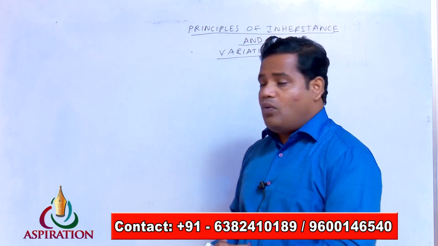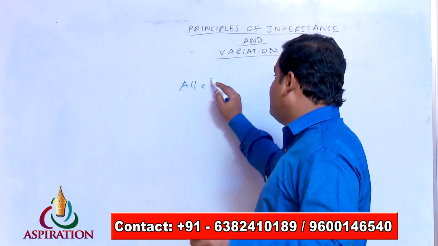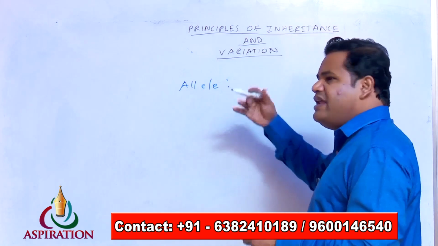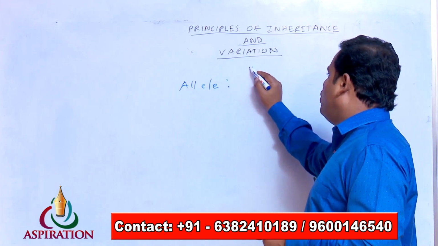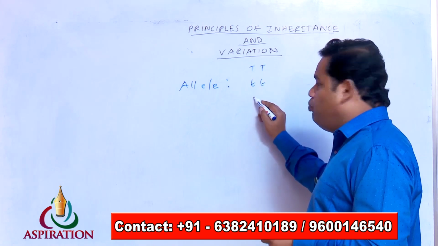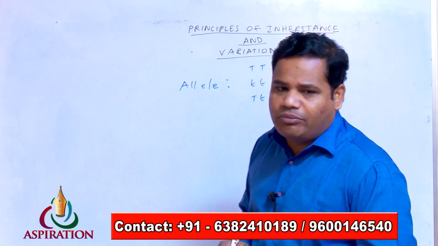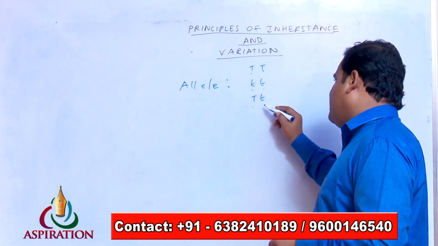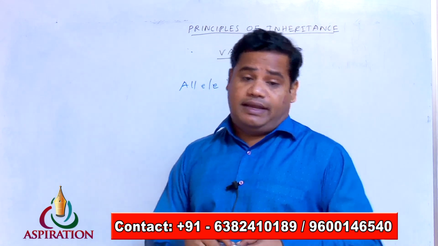Once again, I just repeat this information. Alleles are very simple information, where we can say that in 2-3 conditions the alleles are possible. For example, I'll take both dominant condition capital T, both recessive condition small t, or a combination of capital T and small t. So there is one small idea to remember: both dominant, both recessive, dominant and recessive. In this way, the alternate forms of genes are possible in alleles.